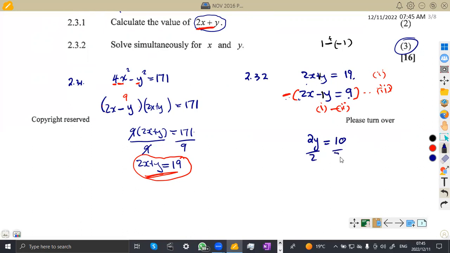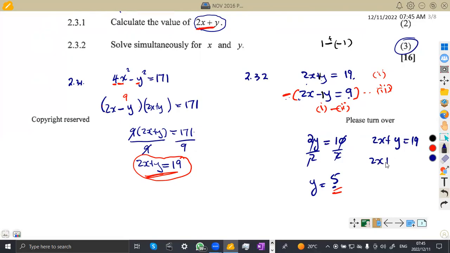So you can divide by 2 by 2. So that means y is equal to 5. Take note, this is a simultaneous equation where if you solve for y, we can substitute this value of y, which is 5, into any of these equations. We can substitute even into the first equation, 2x plus y is equal to 19. And the value of y in this case is 5. So it is going to be 2x plus 5 is equal to 19.